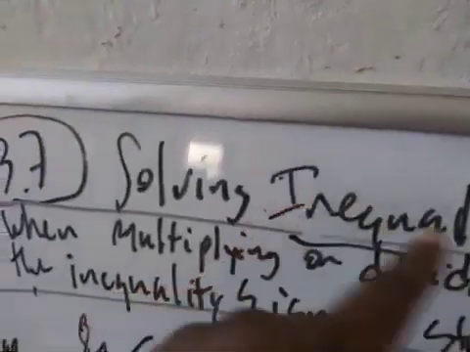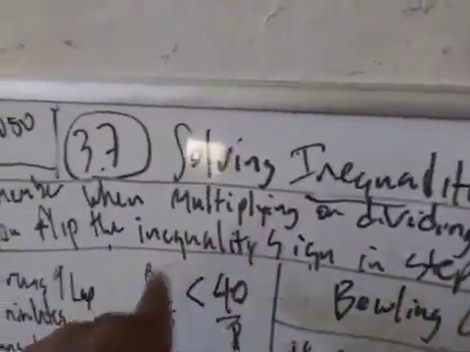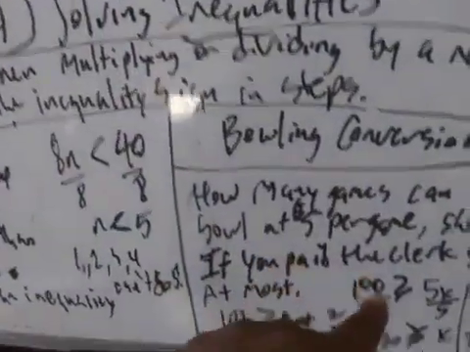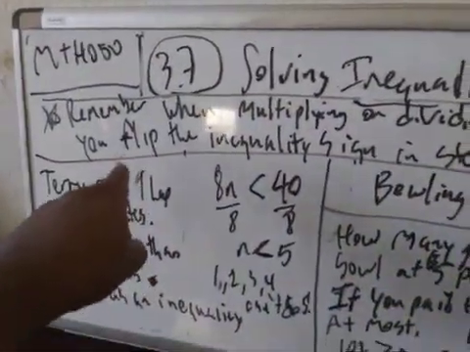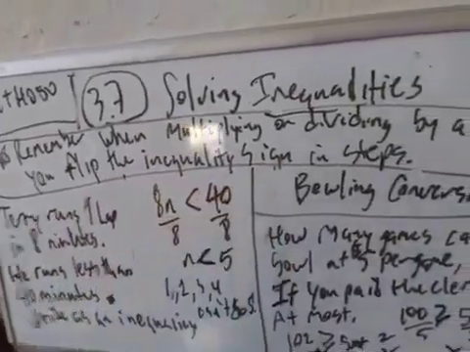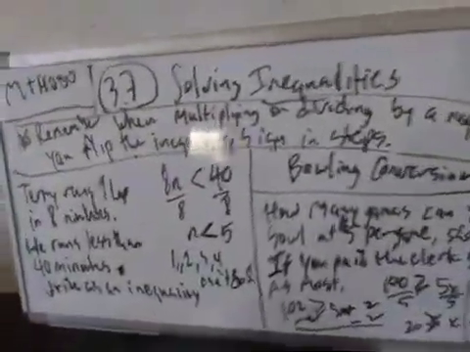Anyway, we're on 3.7 in Math 050, and we're talking about solving inequalities. It's got that equal sign, so that means you're going to have less than and greater than and equal to signs in the math that we're doing. Always remember, when multiplying or dividing by a negative on both sides of the equation, you flip the inequality sign in the steps. So don't forget that part when we get to solving any of these inequalities.